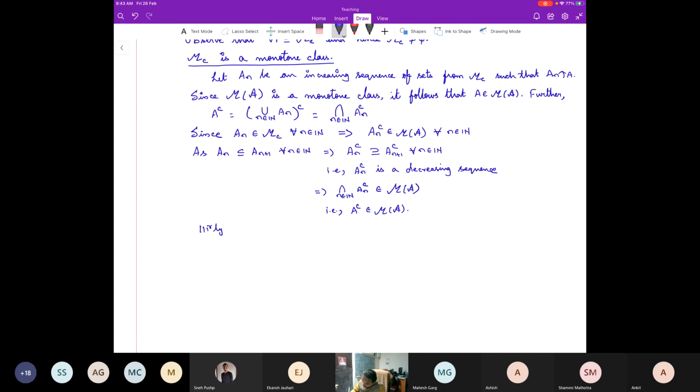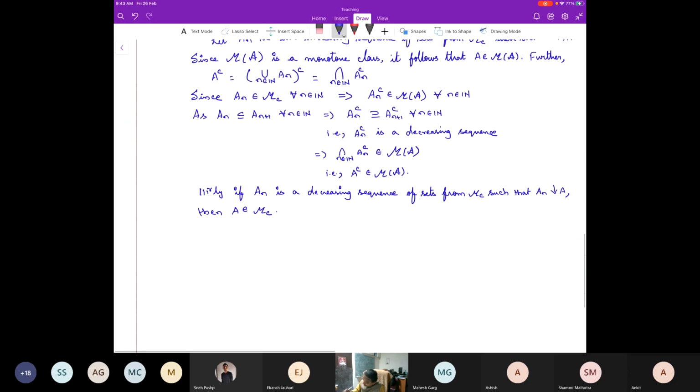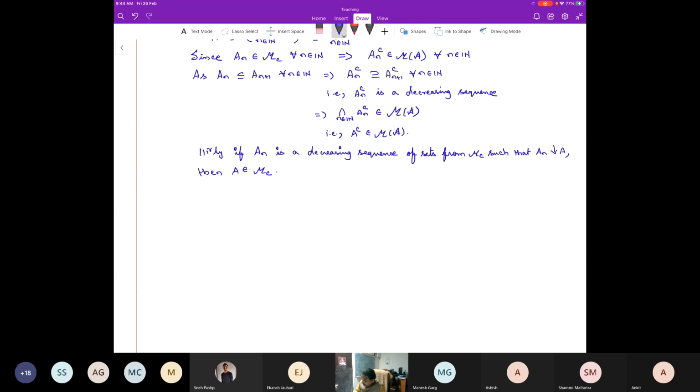Similarly, M_C is closed under decreasing limits: if A_n is a decreasing sequence of sets from M_C such that A_n decreases to A, then A belongs to M_C. So this I'll leave as an exercise.